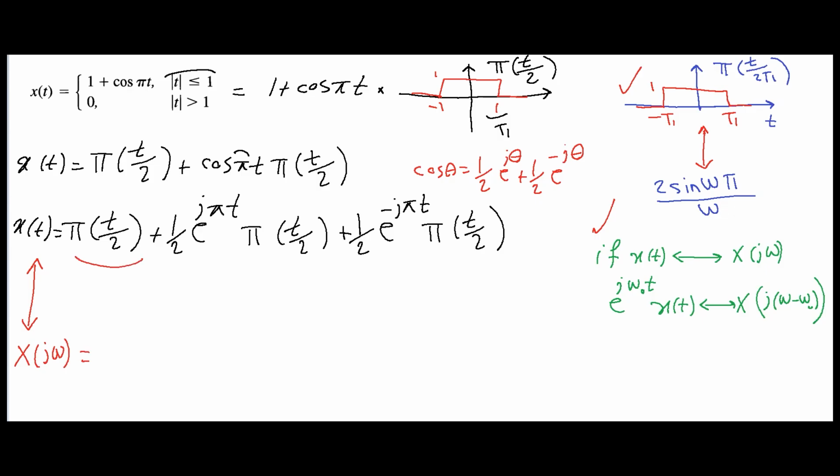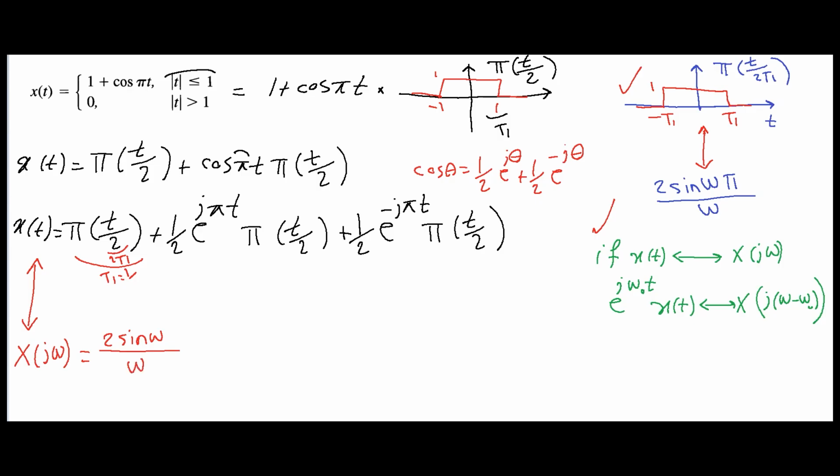Now we can compute the Fourier transform easily. Let the Fourier transform of the pulse be X(j omega). Since t1 equals 1, the Fourier transform of the pulse becomes 2 sine omega divided by omega.